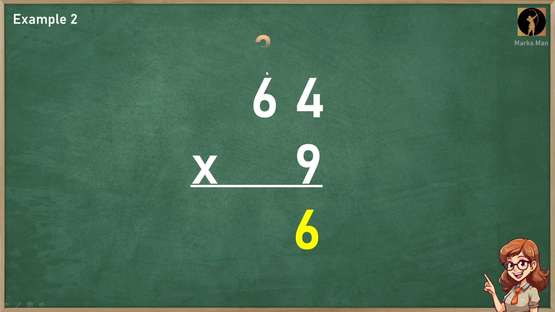Next step, let's multiply our multiplier to the tens place in the multiplicand. So 6 times 9, that is 54, plus 3, that is 57. So you just need to add the number that you put at the top of the multiplicand. Therefore, 64 times 9 is equal to 576. I hope that's clear.